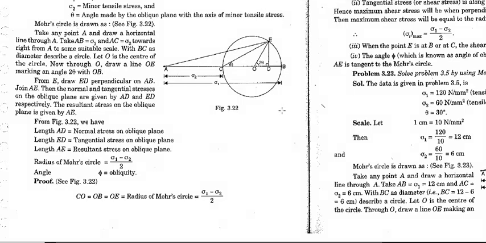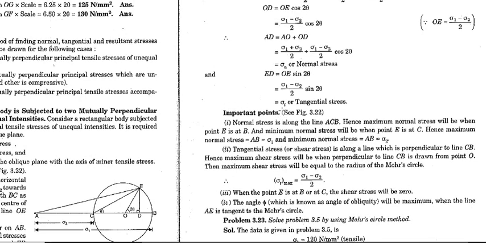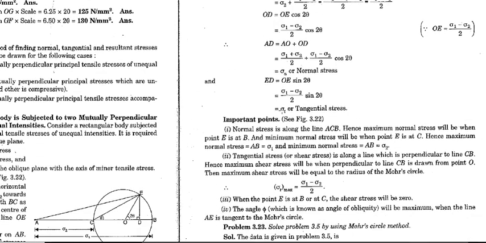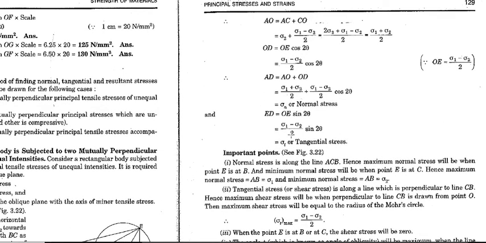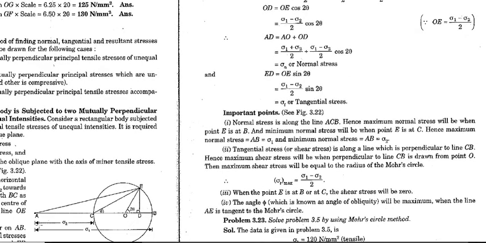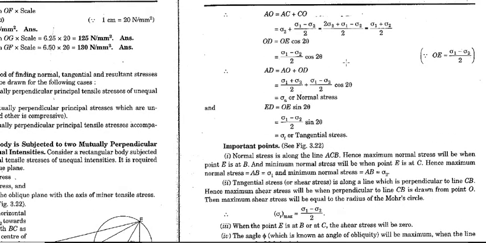Now you have to determine AO. So this AO will be equal to AC plus CO. We know that AC equals sigma 2 and CO is equal to the radius of the circle, hence AO is equal to sigma 1 plus sigma 2 over 2.